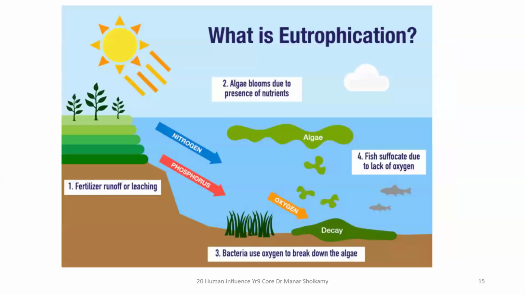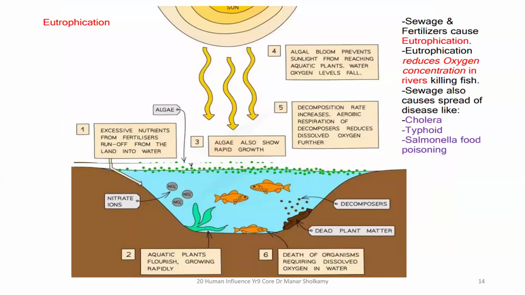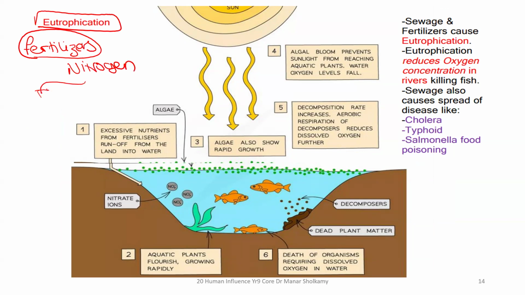Now, what happens in eutrophication? Eutrophication is a multi-step procedure. Number one, we are going to use lots of fertilizers. Fertilizers contain lots of nitrogen because plants use nitrogen to make what? Proteins. Very good. We are using lots of fertilizers, and these fertilizers are very soluble.